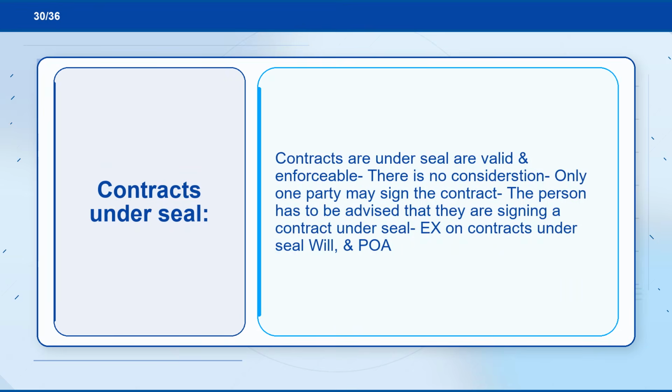Flashcard 30. Term, contracts under seal. Definition: contracts under seal are valid and enforceable even if there is no consideration. Only one party may sign the contract. The person has to be advised that they are signing a contract under seal. Examples of contracts under seal: will, and POA.